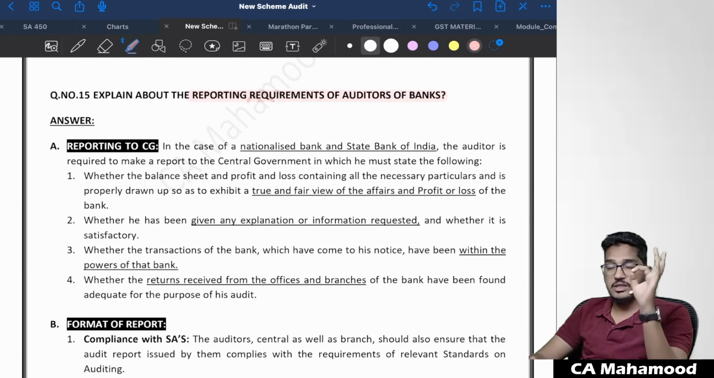See, practically speaking, in the case of a bank, reporting requirements are very high. In the case of normal audits, if we give one audit report, that will be enough. But in the case of banks, numerous reports are required to be given. Let us see what they are.